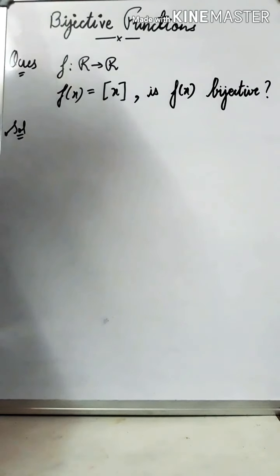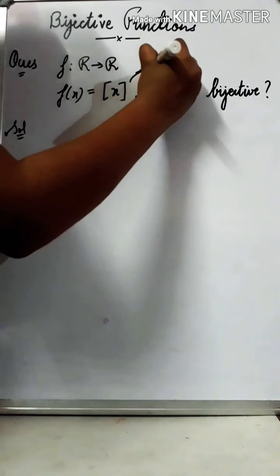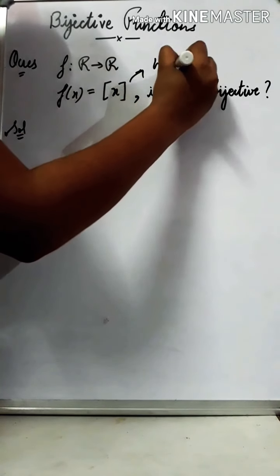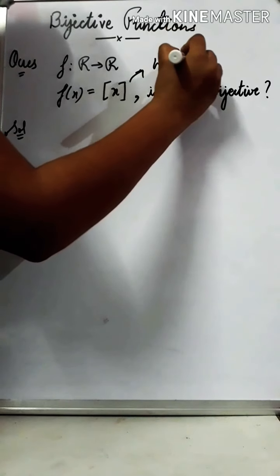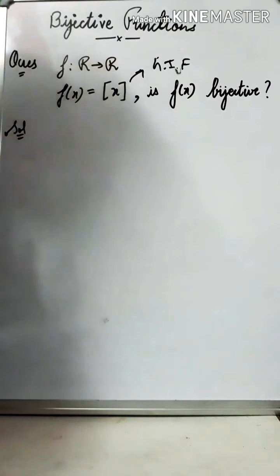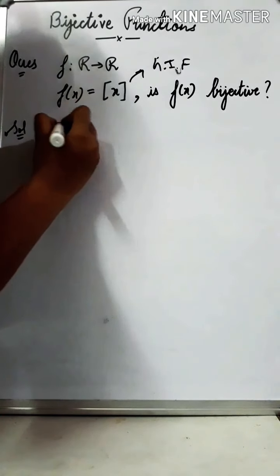Alright, so let us look at this question. Your f(x) is a function from real numbers to real numbers and your function is the greatest integer function. I guess you know what the greatest integer function is. Okay, let me just recall.